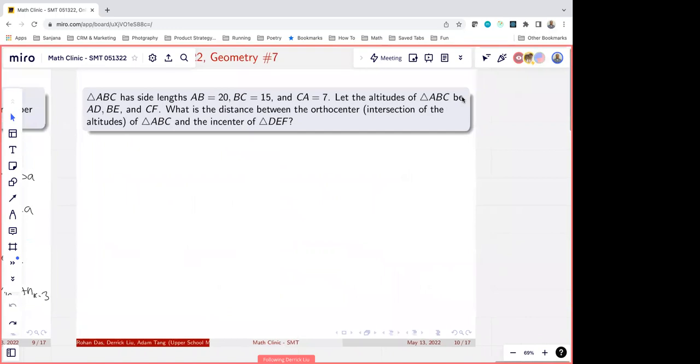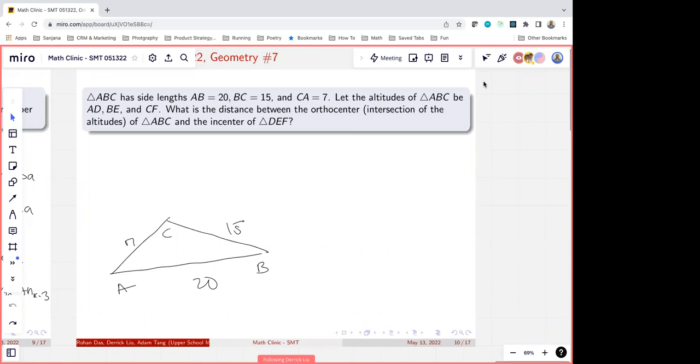Okay, next we'll be going over number 7 of the geometry round. So we have triangle ABC with side lengths of 20, 15, and 7. And we are asked to find the distance between the orthocenter and the incenter of DEF. Because ABC is an obtuse triangle, we can check this because 49 plus 225 is less than 400, we know that the orthocenter, which we can denote as H, will lie outside of ABC.